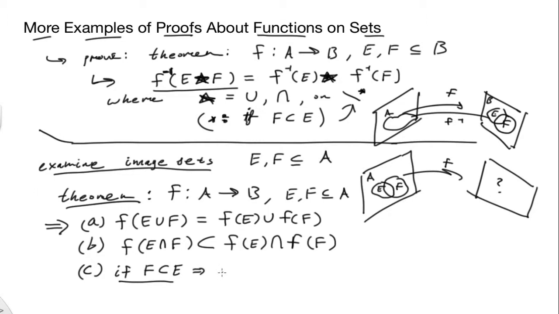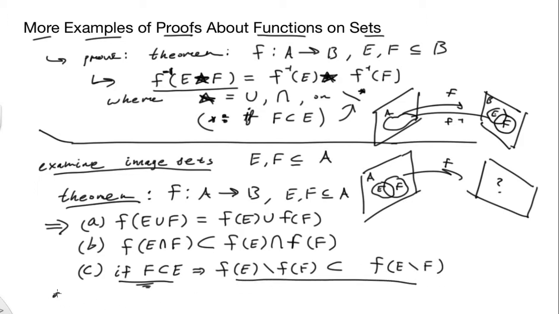Then the following is true, so we need this additional constraint to make this statement. If I take the image set of E and exclude the image set of F, this is a subset of the image of the exclusion in the domain. In this video, we're going to prove C. Let's do that on the next page.